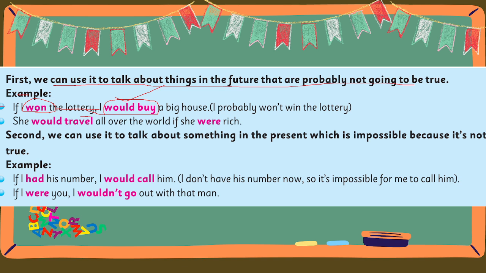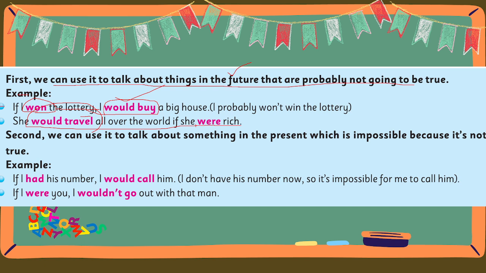She would travel all over the world if she were rich. She is not rich, that's why she did not travel. Now we are talking about things in the future that are probably not going to be true. So by understanding them, you can deduct and infer some implied meaning.